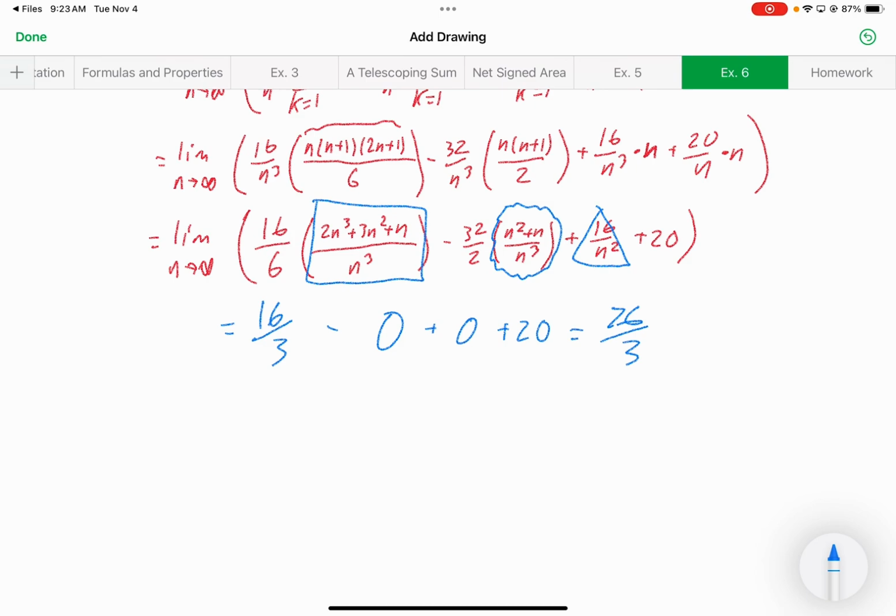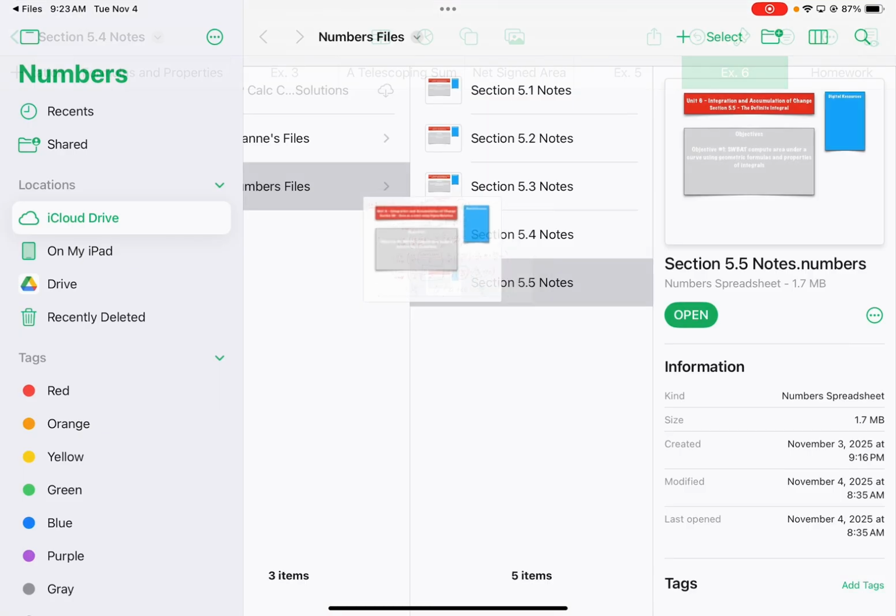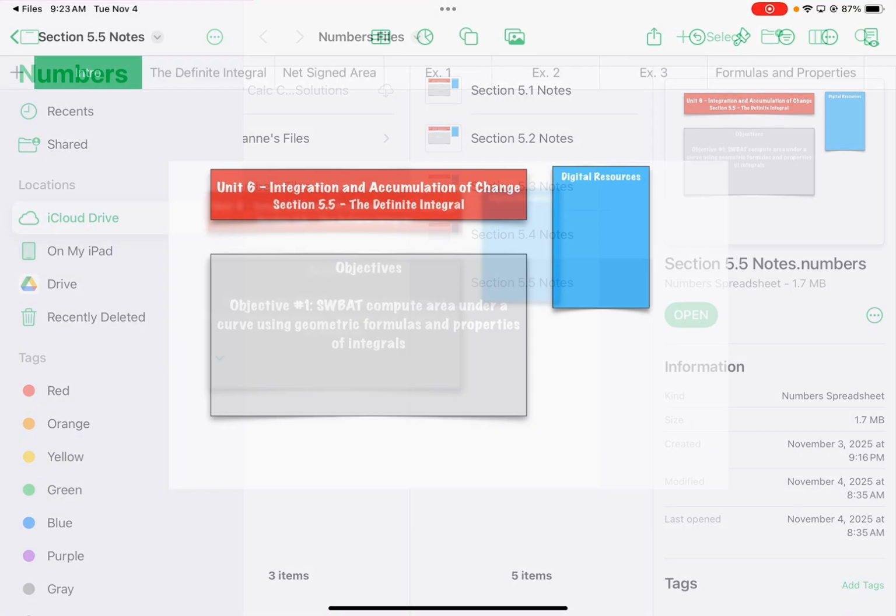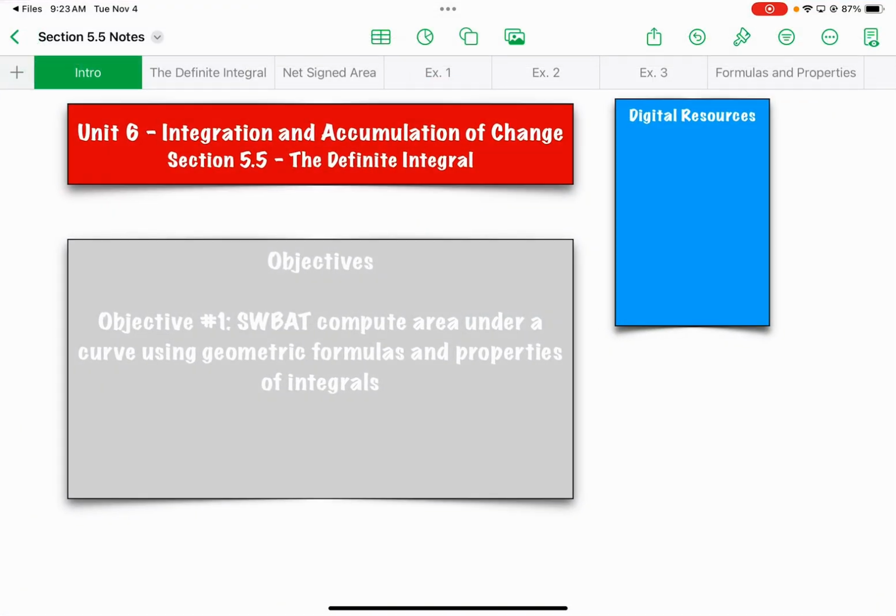Let's do 5.5. It won't take us long to cover 5.5. Should be pretty simple. Again, I believe that of the 5 sections that we've covered so far in Chapter 5, this will be the easiest.